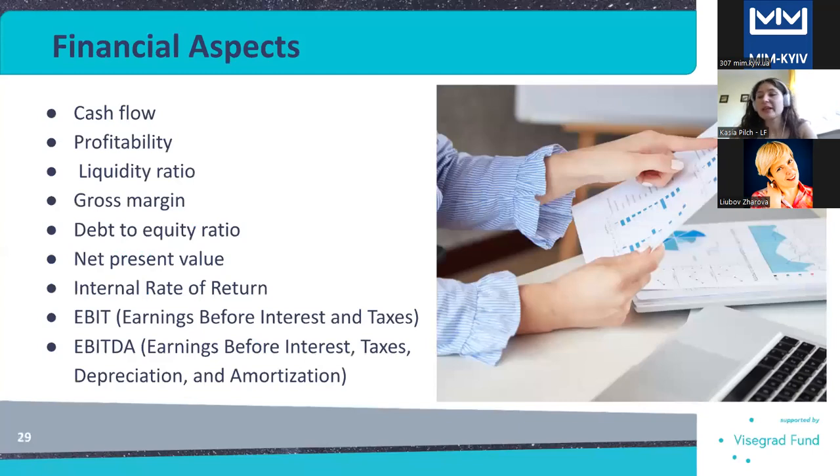So another aspect is the liquidity ratio. This indicator allows you to assess whether a company can pay the financial obligations it has in a short time. Liquidity is important in a business plan, as it helps to determine the financial risk.